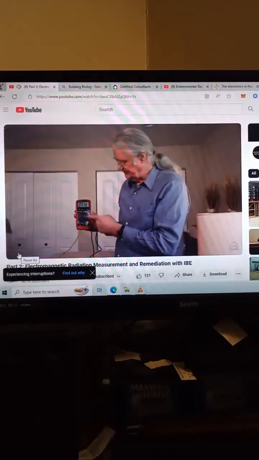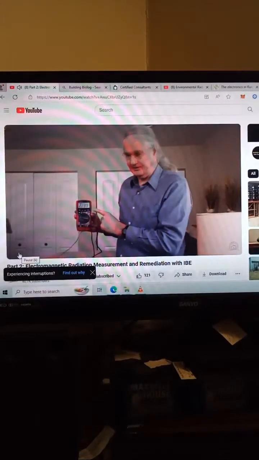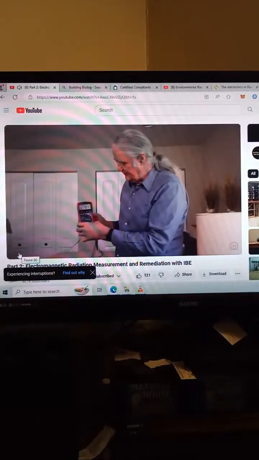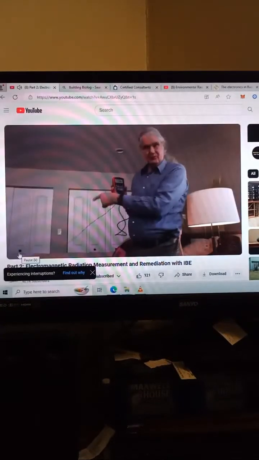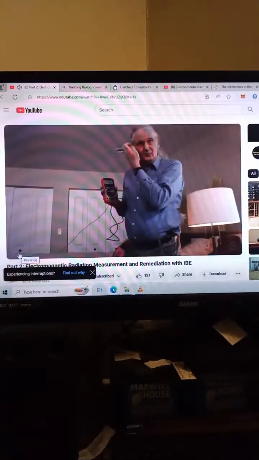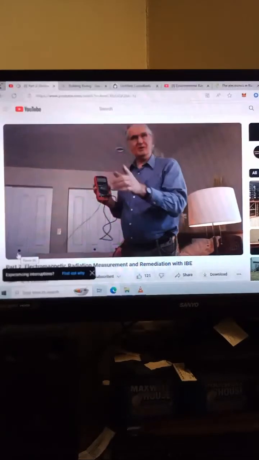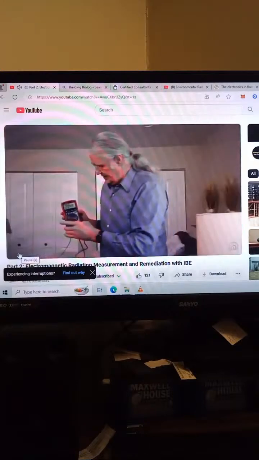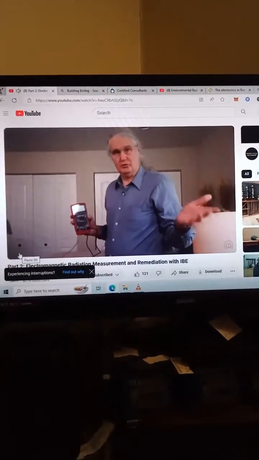We have it set to volts AC, not DC. And we have one of these leads connected to the ground of an outlet on the other side of the room there, or we can run it out a window to a stake in the ground. So that's our reference. So we're referring the electric field exposure of this area to Earth.